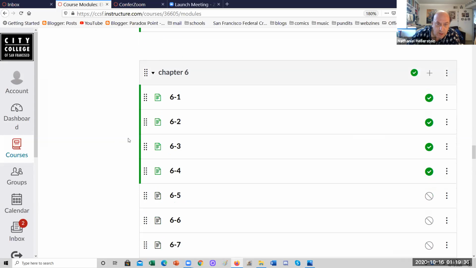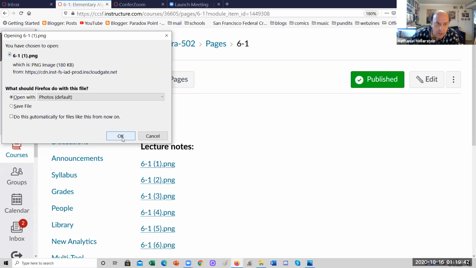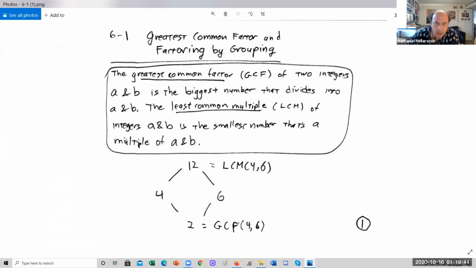6.1. Greatest common factor and factoring by grouping. A greatest common factor is when you have two numbers, and the greatest common factor is the biggest number that divides into both of them. This is different from the least common multiple, which is the smallest number that they both divide into.